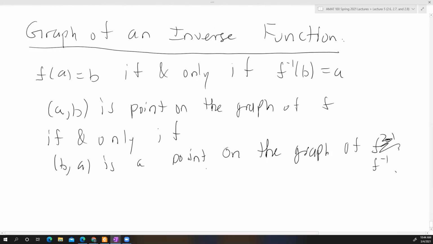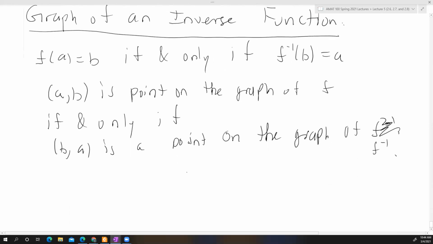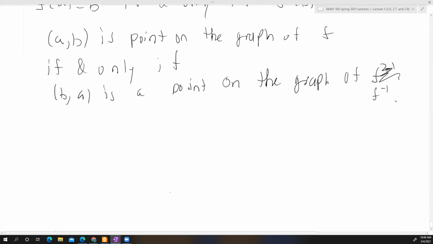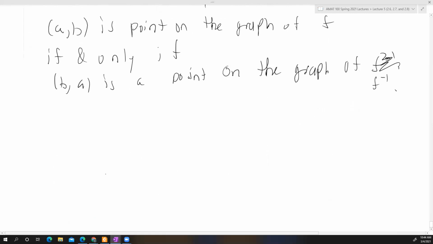So this has the interpretation that when you start with the graph of f, you're reflecting it about the line y is equal to x. This looks something like the following. So you have this line, I'm trying my best to draw it straight. And if you have a point over here, suppose that's a point on the graph, (a, b).